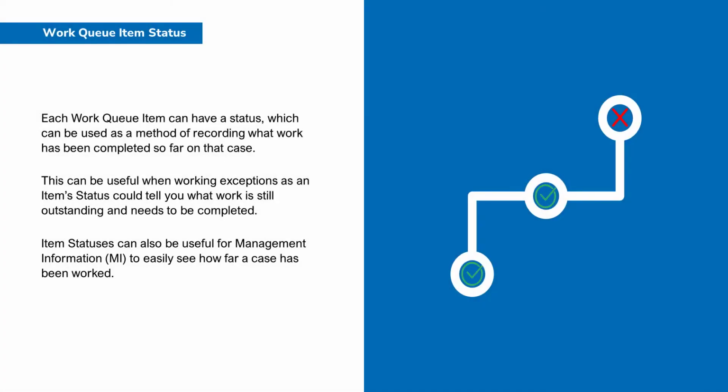Each work queue item can have a status, which can be used as a method of recording what work has been completed so far on that case. This can be useful when working exceptions, as an item's status can tell you what work is still outstanding and needs to be completed. Item statuses can also be useful for management information to easily see how far a case has been worked.